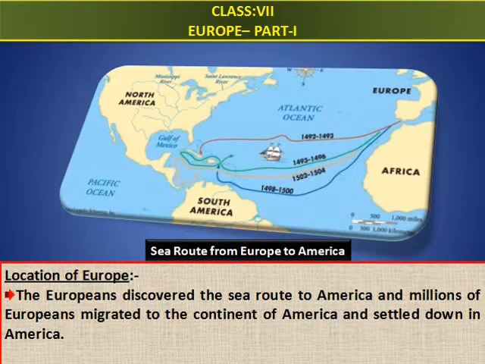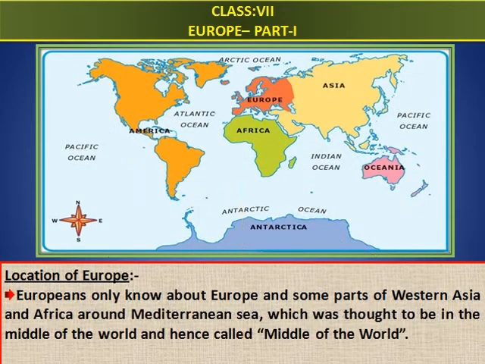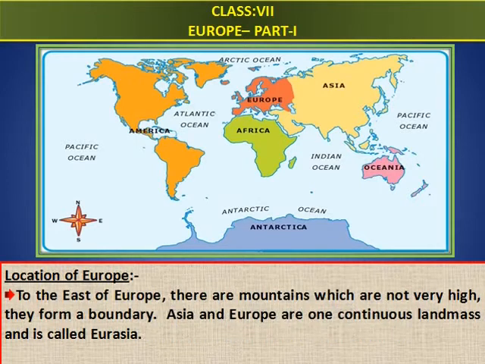Why should we call Europe the middle of the world? Europeans only knew about Europe and some parts of West Asia and Africa around the Mediterranean Sea, which was thought to be in the middle of the world and hence called the middle of the world. To the east of Europe, there are mountains which are not very high. They form a boundary. Asia and Europe are one continuous landmass and is called Eurasia.